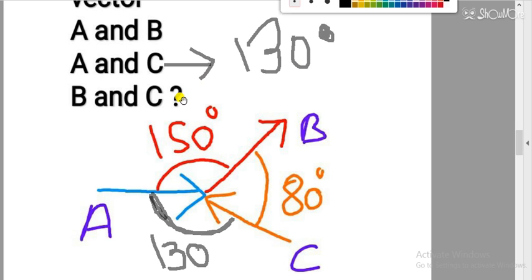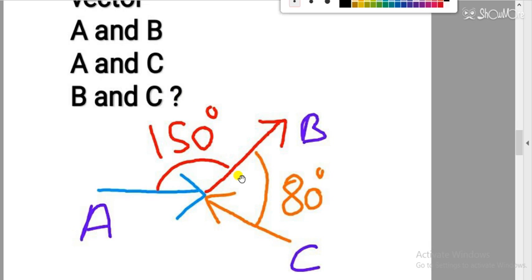Now we have to find the angle between vector B and vector C. When I have to find the angle between vectors B and C, I will move B backward in this way. This angle will be 30 degrees, that is the angle between vectors A and B, because here the heads are meeting. C's head is also meeting here. So this angle we have to find.